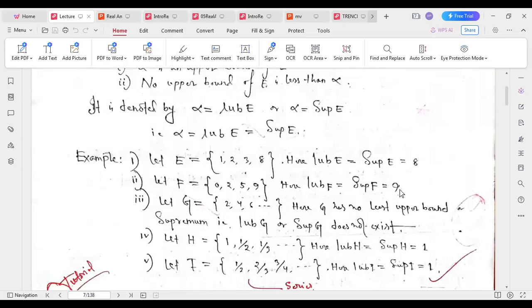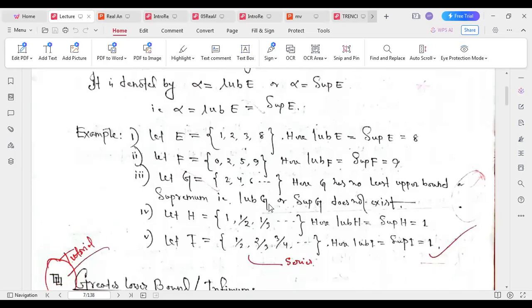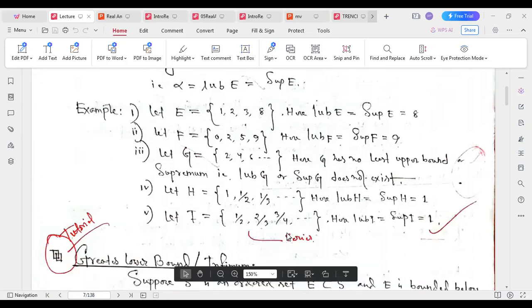Similarly, for F, 9 is the supremum. And in Z, actually, G has no least upper bound or supremum. So the supremum of Z does not exist here. In the set A, also, the least upper bound or supremum of A equals 1. And in the set I, here what will the least upper bound be? It is a series, 5, 1.